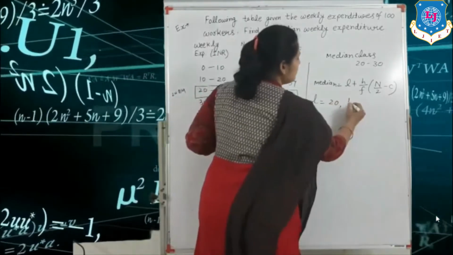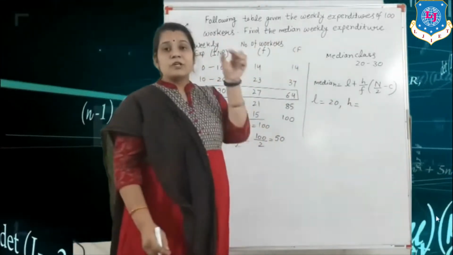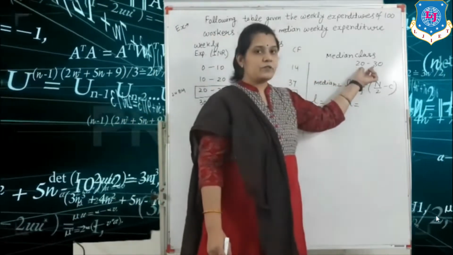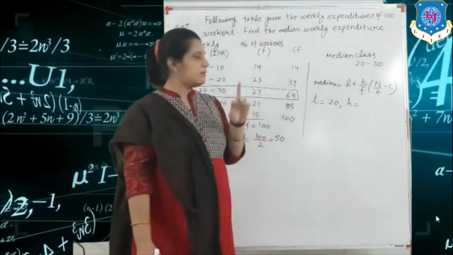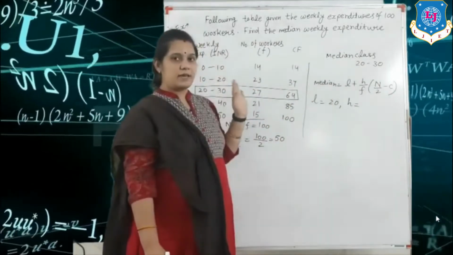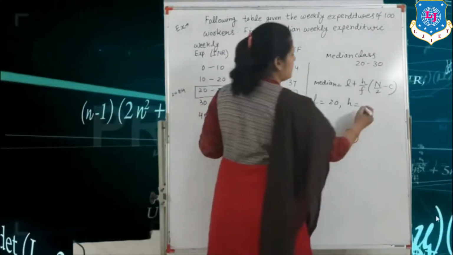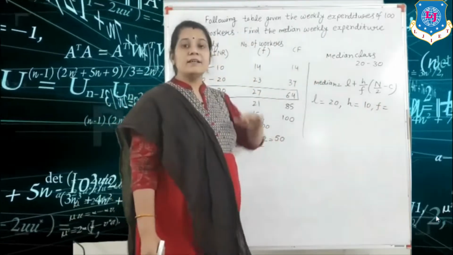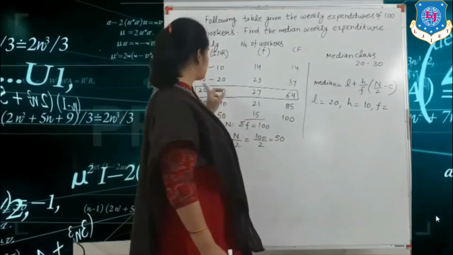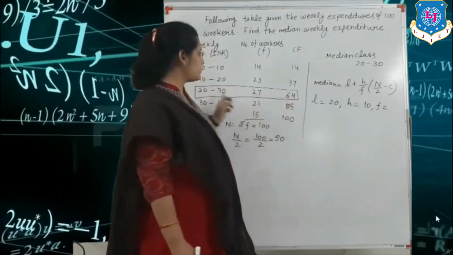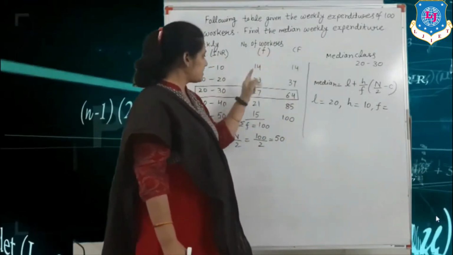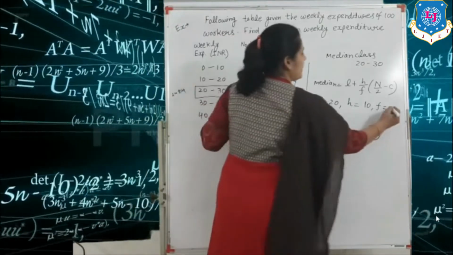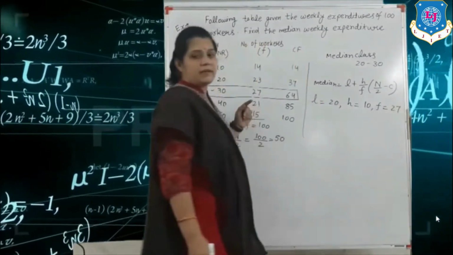Okay. H is equal to what? H is equal to the width of the class interval. So your class interval is 20 to 30. So the difference is 10. All the class interval differences are equal, 10. Okay. So H is equal to 10. Okay. F is equal to what? F is the frequency of the median class. See here, this highlighted row, according to frequency, the frequency is what? 27. So we write here F is equal to 27.